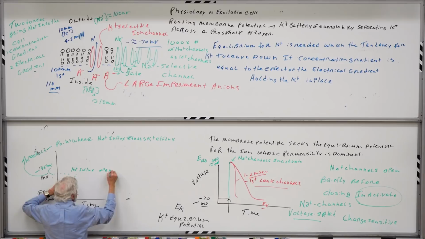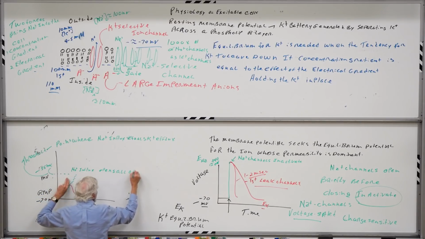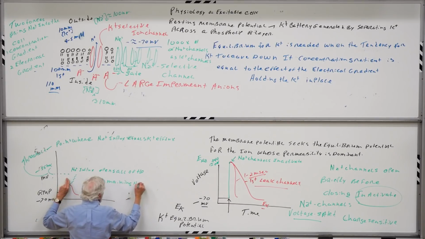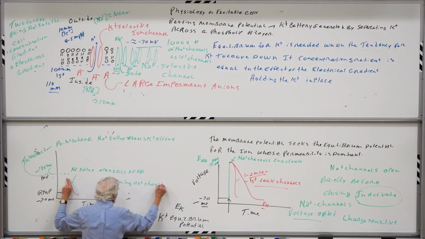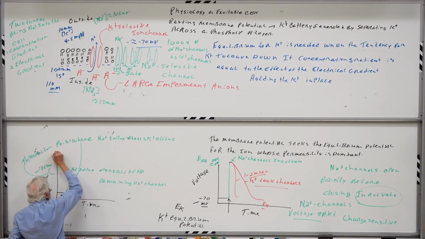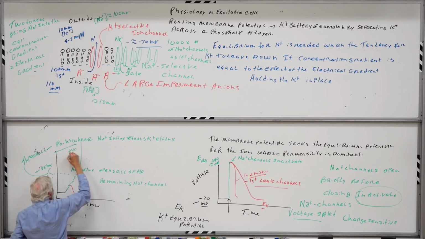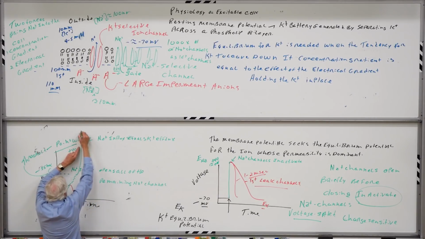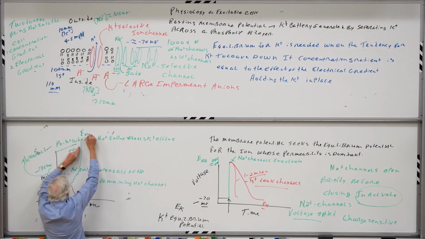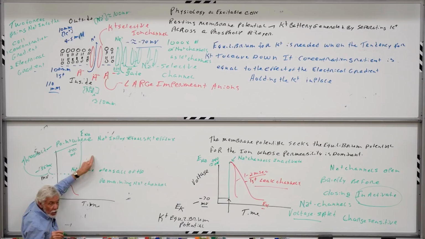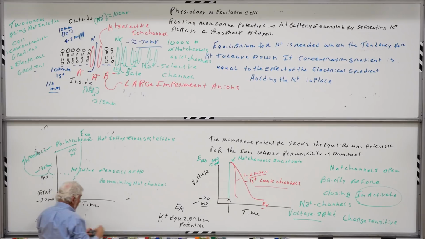opens all of the remaining sodium channels. When that happens, then once you reach threshold, the membrane potential is going to go to plus 40 millivolts. It will reach the equilibrium potential for sodium, more or less. And then at that point, these sodium channels start to close. They inactivate. And then the membrane potential starts coming back down again.